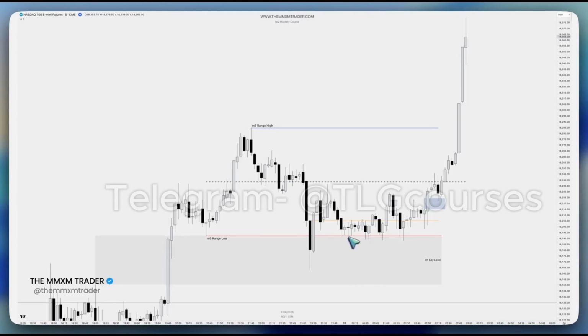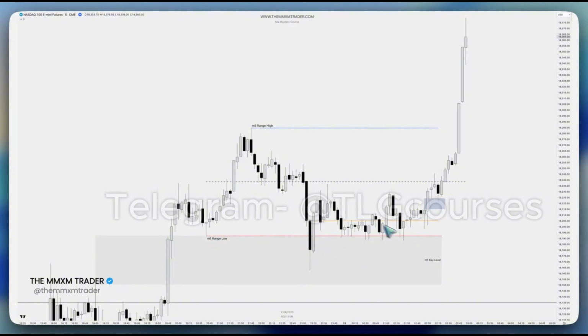Starts to accumulate the low, right? It's all it's doing here, okay? All of this, by the way, is just accumulating the stops below the range low, all of this. Then you finally get a displacement here that you can work with. You could go long there.